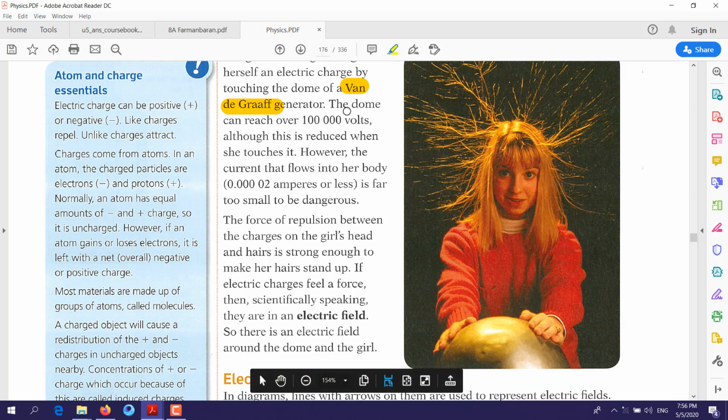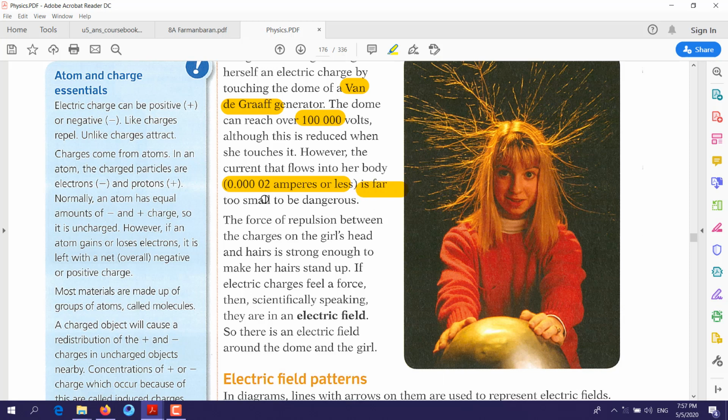This scientist used this dome to generate electricity, to generate charges. This dome is able to generate 100,000 volts. But now when this girl is touching this dome, of course the volts here are not 100,000, because that is very dangerous. The amount of electric current here is less than 0.00002 amperes. This amount of current is far too small to be dangerous.